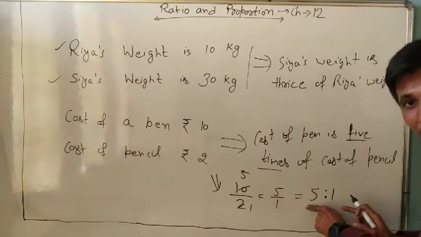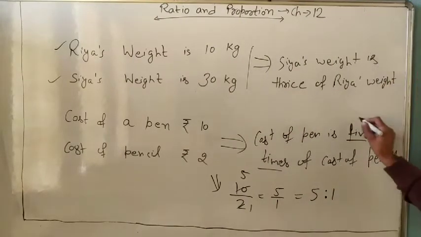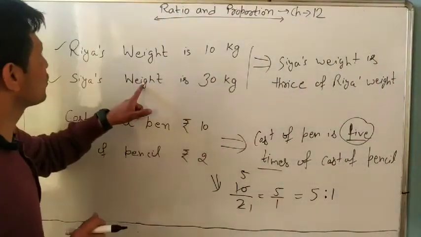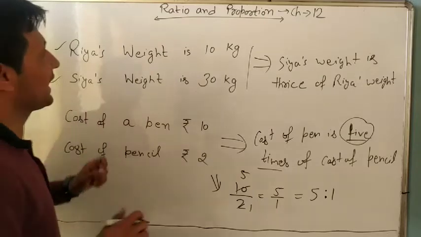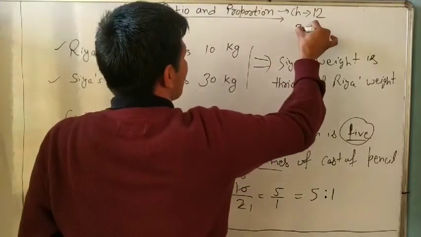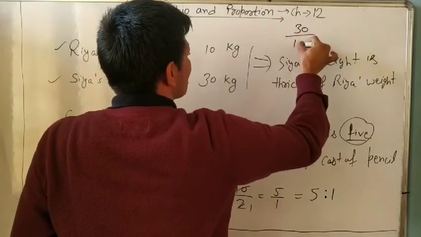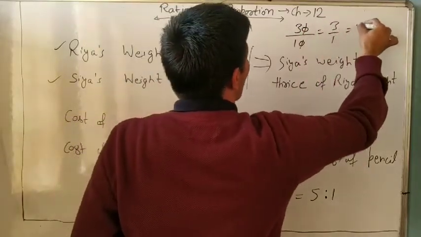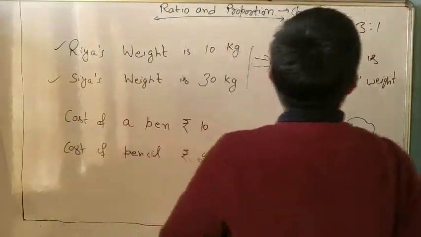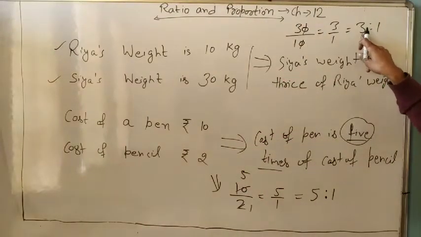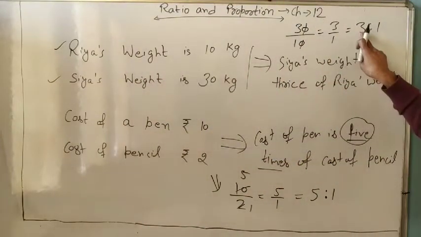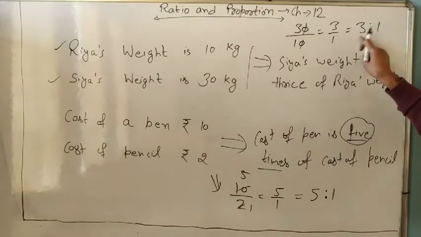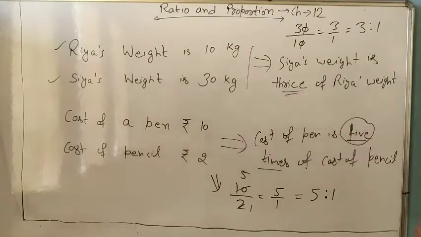So 5 times or not? 1 into 5. What do I say? 5 times. Same as it is. The ratio of Ria's and Sia's weight: you can say Sia's weight is 30 and Ria's weight is 10. Cancel the zeros. So 3 divided by 1. How much? 3 ratio 1. It means if Sia's weight is 3 kg, then Ria's weight is 1 kg. So 3 times or not? 1 into 3? Yes, it is 3 times.